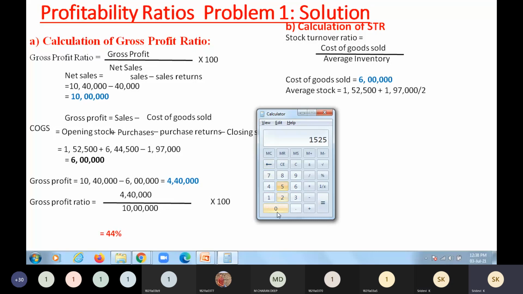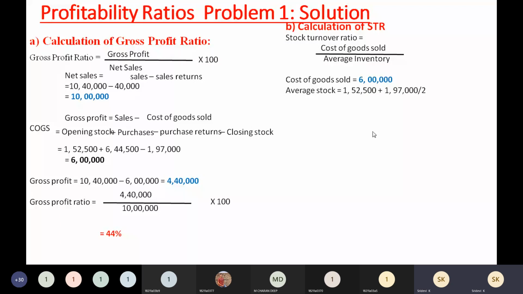So first sum up these two values, 1,52,500 plus 1,97,000, and then divide it by 2. So 3,49,500 divided by 2 will give you 1,74,750. So this is the average stock. You can show 2 steps: after adding, the total 3 lakh some value we got, now divided by 2, like that you show here, and then take this rupees 1,74,750. So rupees is missing everywhere, you add that rupees.